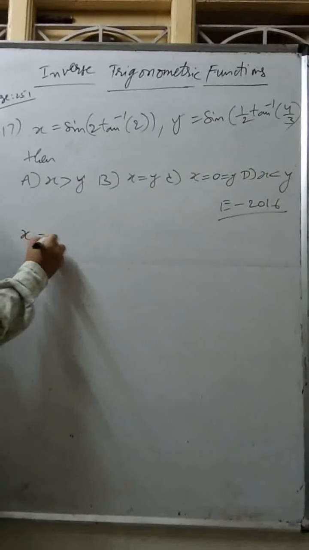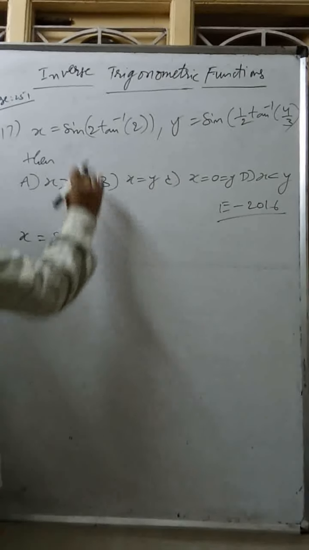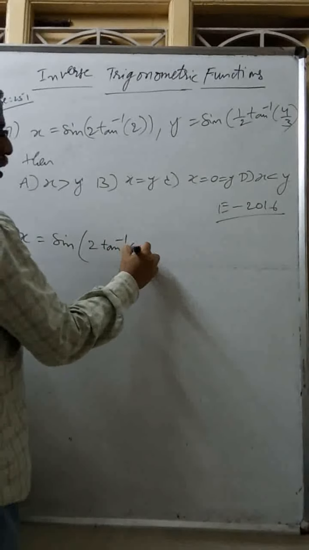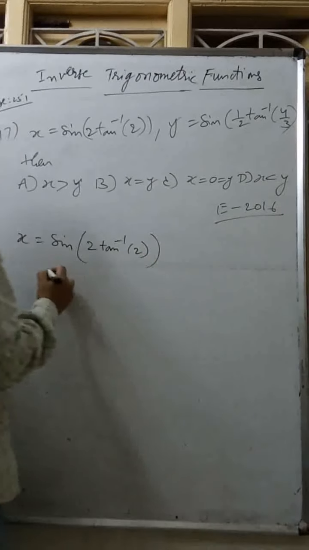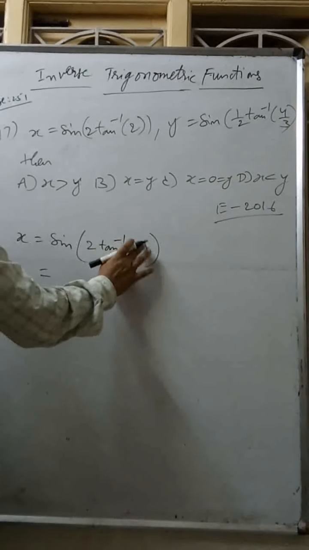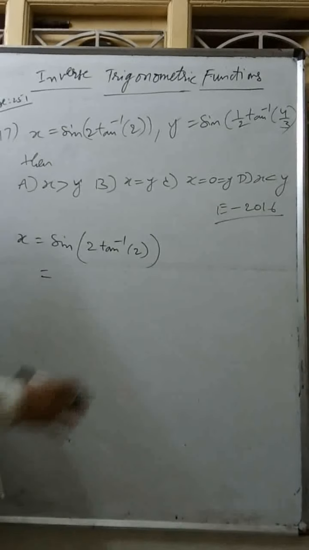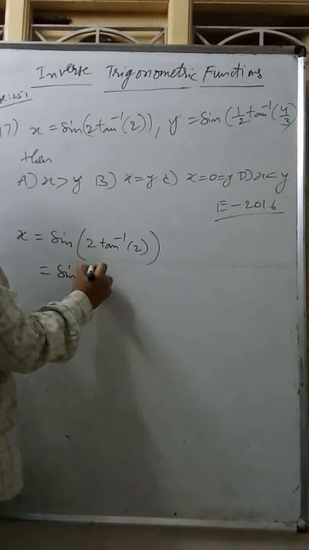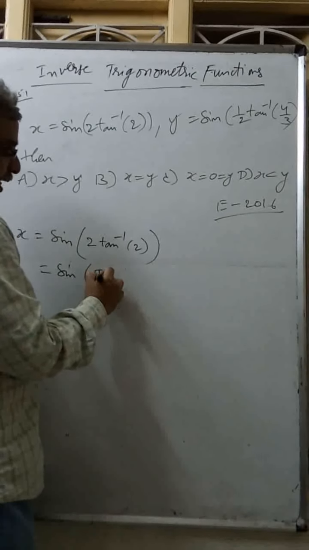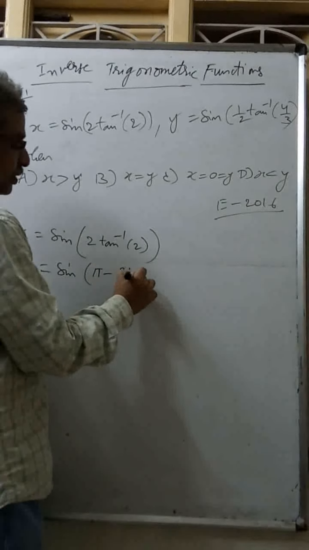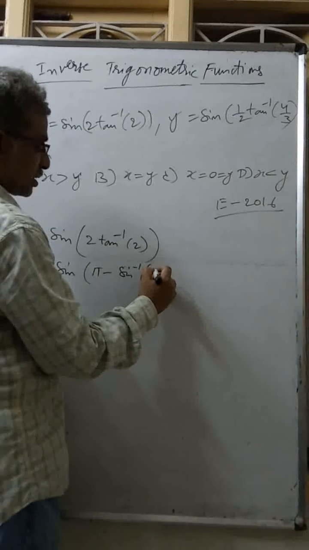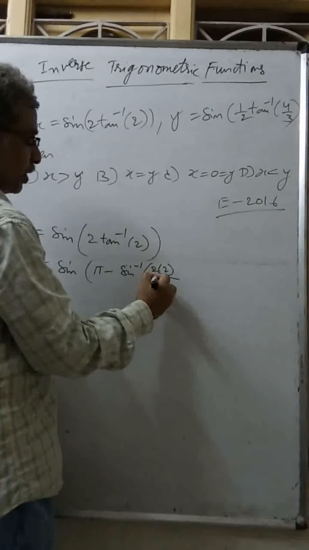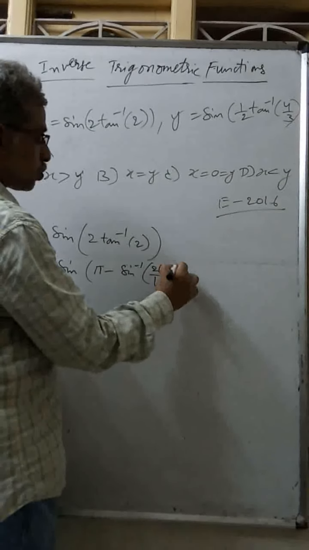So x is equal to sin of 2 tan inverse 2 you have. In terms of sin I will write. So this 2 is more than 1, observe. If x is more than 1, what is the 2 tan inverse x formula? Pi minus sin inverse of 2x by 1 plus x square. 2x means x is 2 here, by 1 plus 2 square, 4.